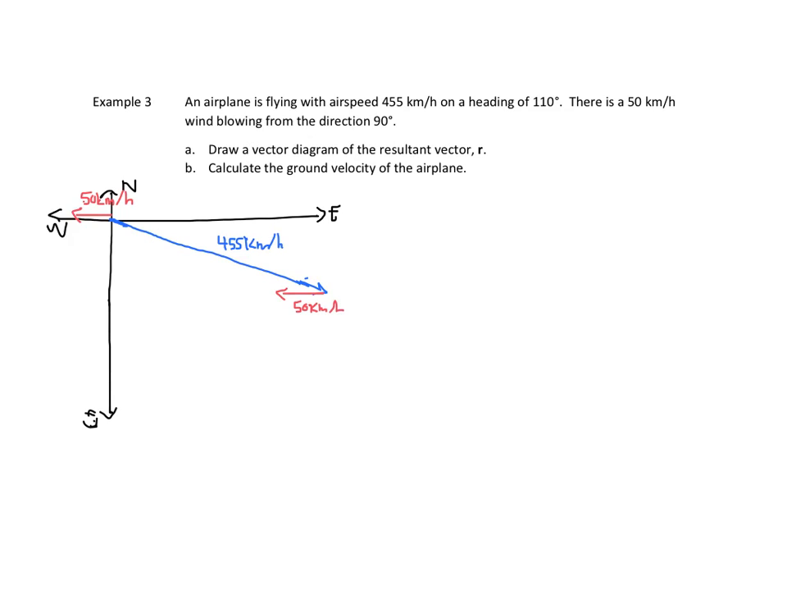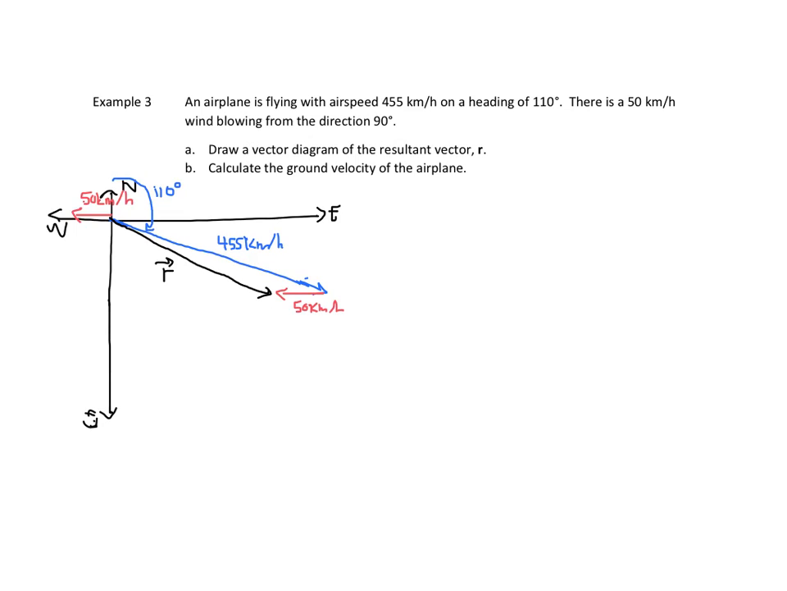So in other words, if my plane was heading on a bearing of 110 degrees, but there's a wind blowing directly from the east, then the result would be that my plane would fly in this direction here, because the wind is acting against the plane and moving its path. So let's label this R for a resultant. Okay, now we need to fill some other things into our diagram here.